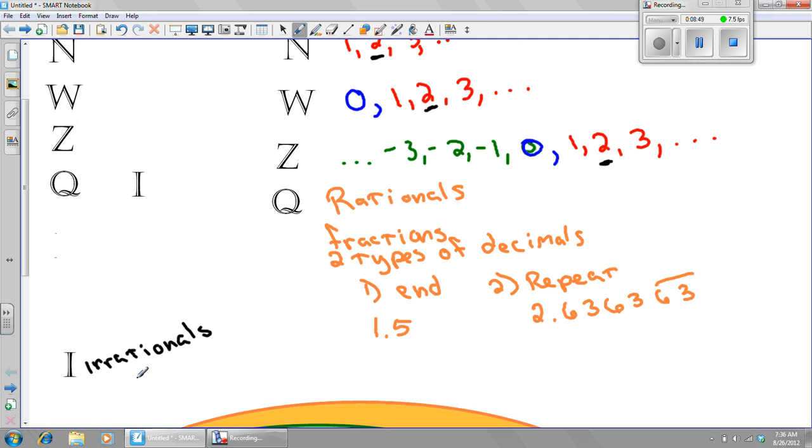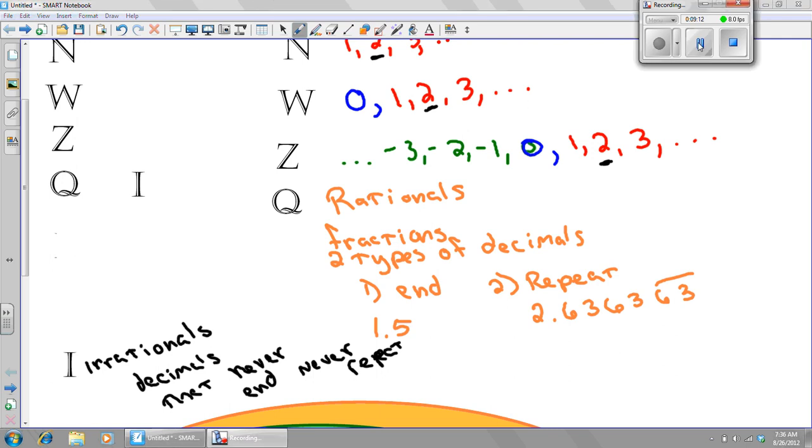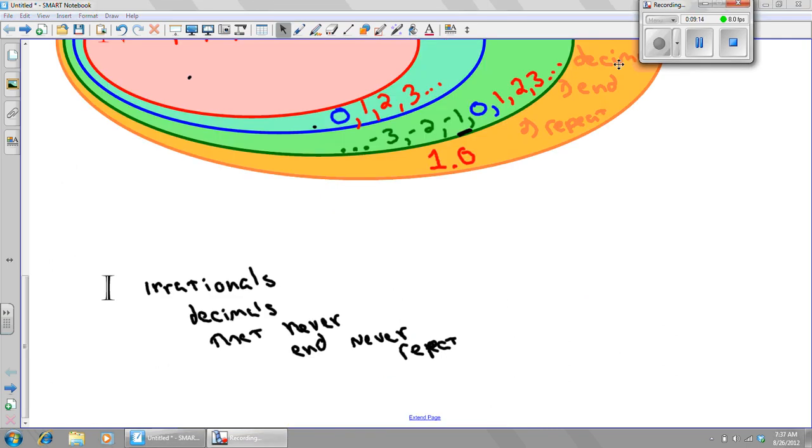All right, so irrationals. They are decimals that never end, and they never repeat. Okay, so the irrationals are decimals that never end and never repeat. I moved that note down below the Venn diagram just because I was running out of room.